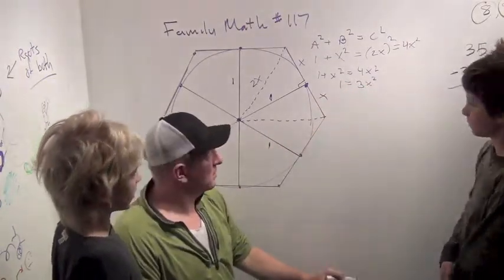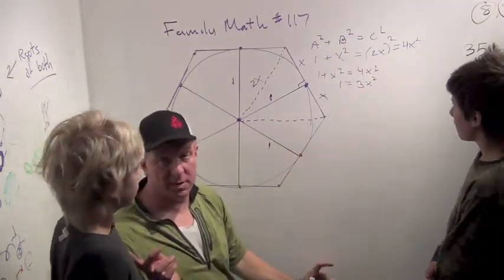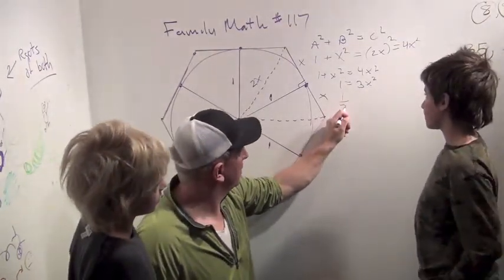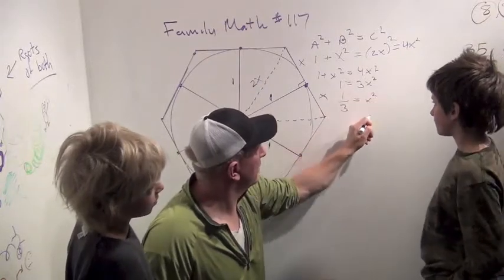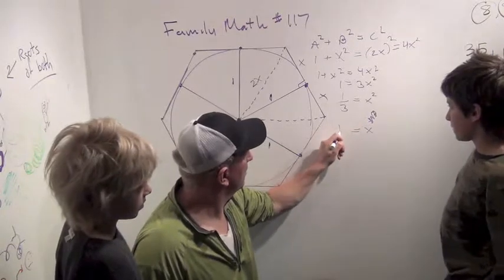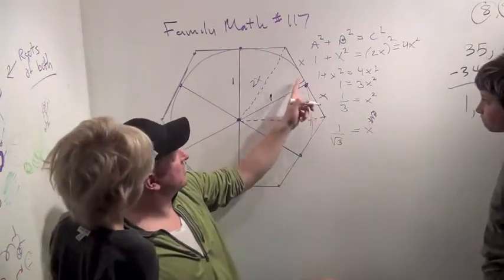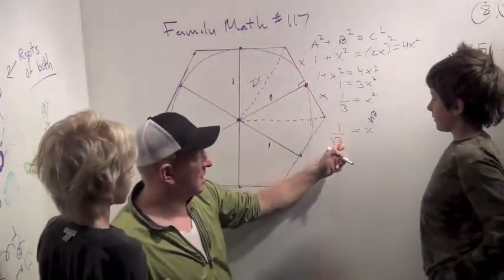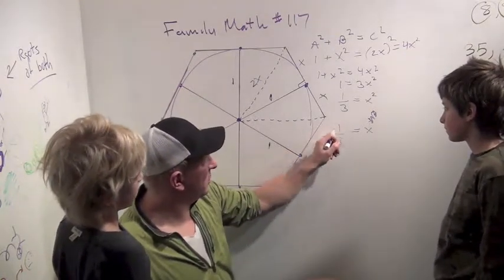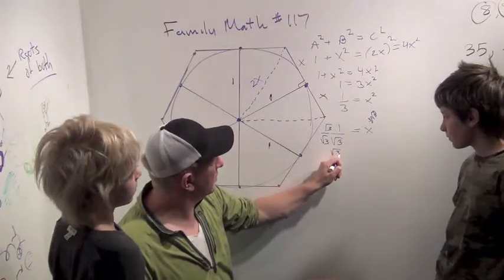And 3x squared, what does this tell us? This is a little harder, right? X squared is a third. 1/3 equals x squared. So what is x? X is the square root of 1/3, which is 1 over the square root of 3. Now there's a plus or minus, right? But we know this is a positive distance, so we'll just take the plus. And then we can also write this by multiplying by the square root of 3 over the square root of 3. This is the square root of 3 over 3.